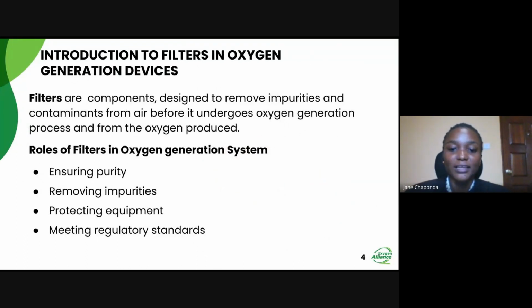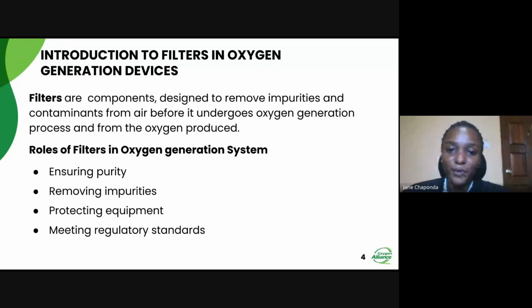So now that we've looked at the importance of oxygen generation devices in healthcare, let's shift our focus to explore the filters that are used in oxygen generation devices and their critical role in ensuring the purity and the safety of the produced oxygen. In this presentation, we are focusing on the filters in oxygen concentrators and PSA plants. So let's start by defining what these filters are. Filters in oxygen generation systems are essential components that are designed in order to remove impurities and contaminants from air before it undergoes the oxygen generation process, and also from the oxygen that is produced. And the roles of these filters in oxygen generation systems are the following.